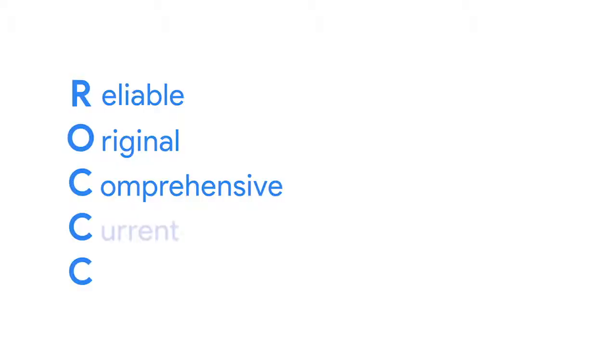The next C is for current. The usefulness of data decreases as time passes. If you wanted to invite all current clients to a business event, you wouldn't use a 10-year-old client list. The same goes for data. The best data sources are current and relevant to the task at hand.